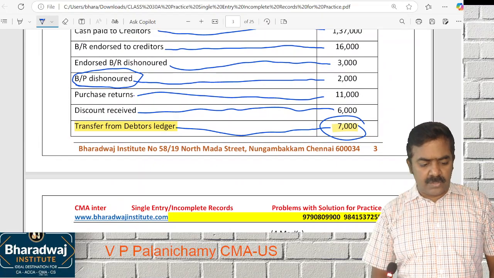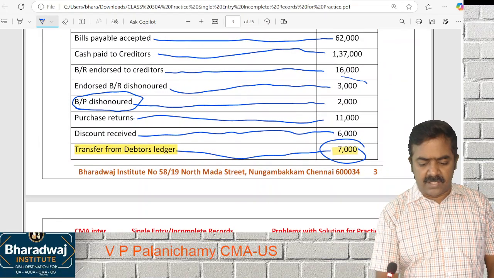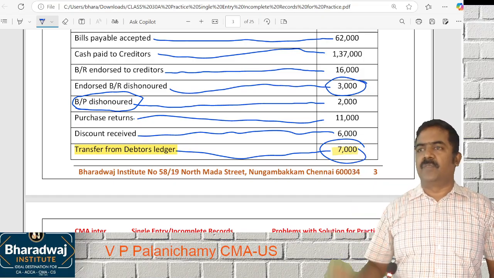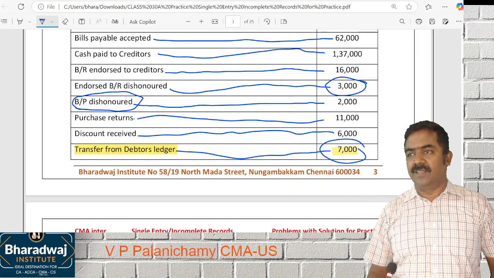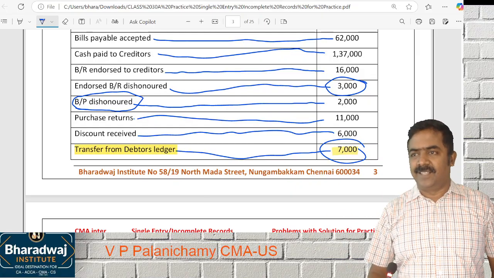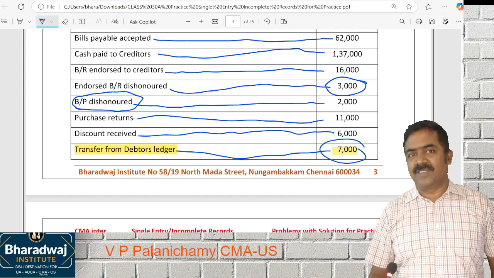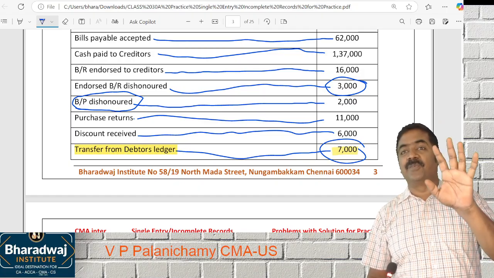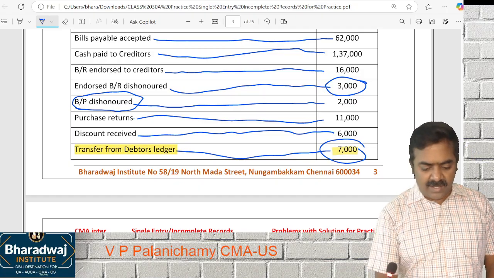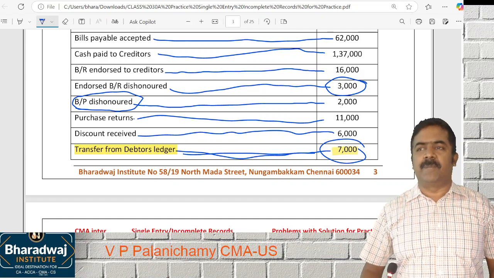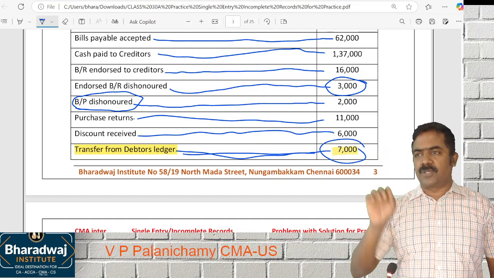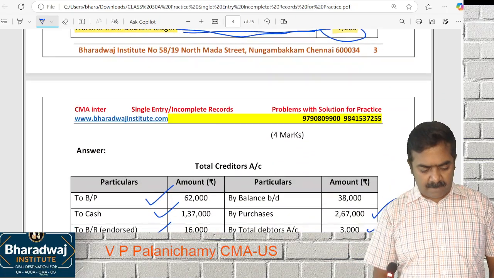Two doubts that you may have is, one is endorsed bill dishonored. This we had seen in the bills of exchange chapter. Debtors account, debtor to creditors account. Creditors account, debtor to debtors account. Good. Debtors account, debtor to which account? Creditors account, number 1. Transfer from debtors ledger. What is the entry we passed? Creditors are closed to debtors account.